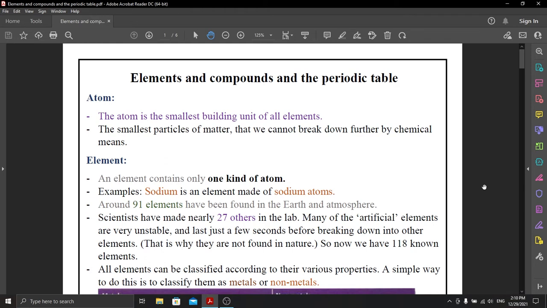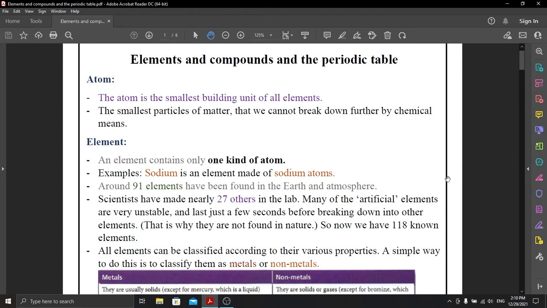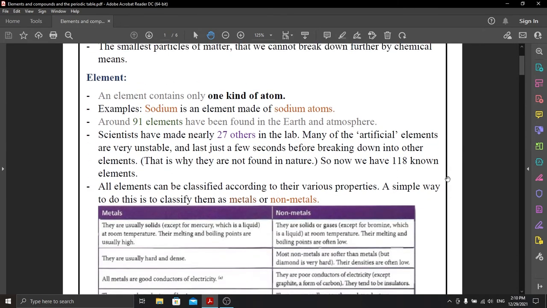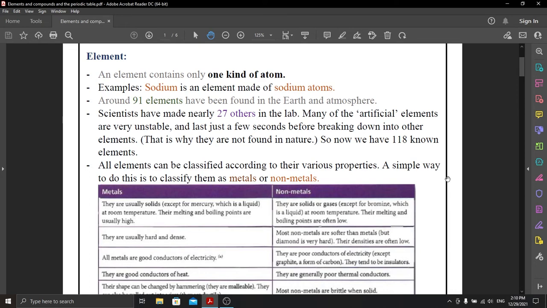An atom is the smallest building unit of all elements. And it's the smallest particle of matter that we cannot break down further by chemical means. So an atom is the building unit for any element. It can't be broken into any smaller particles. An element contains only one kind of atom. So an element is a pure substance that contains only one kind of atom. For example, sodium. Sodium is an element made of only sodium atoms.